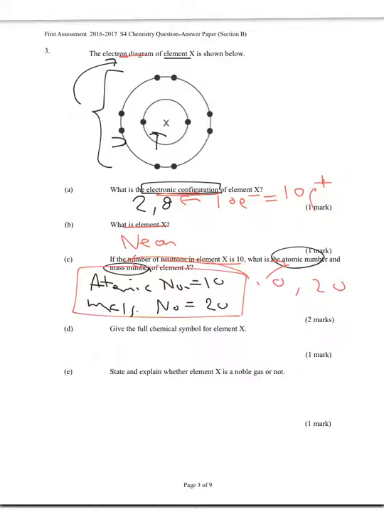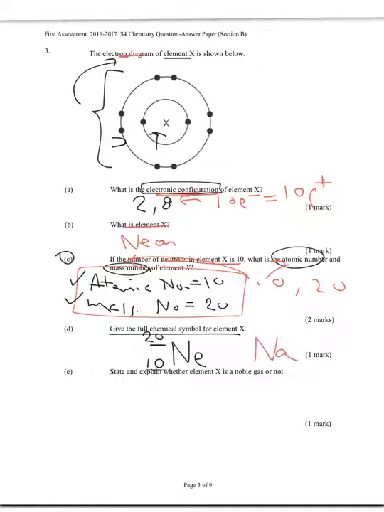Now, for the full chemical symbol, that means not just writing down Ne. I know this is simply the chemical symbol for neon. But for part C, I already asked you about atomic number and mass number, so you should write down the full chemical symbol. The lower part here will be the atomic number. The upper part here will be the mass number. Okay? So remember.